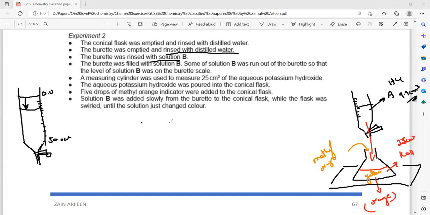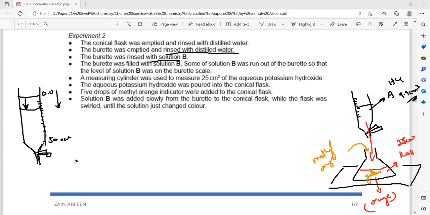And in a measuring cylinder, what if you were having a measuring cylinder? In a measuring cylinder, we read from bottom to top, because it shows how much liquid is present in the measuring cylinder. So this is from bottom to top. This one is from top to bottom.